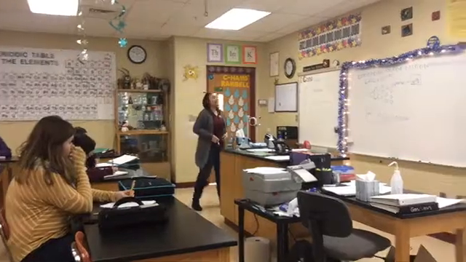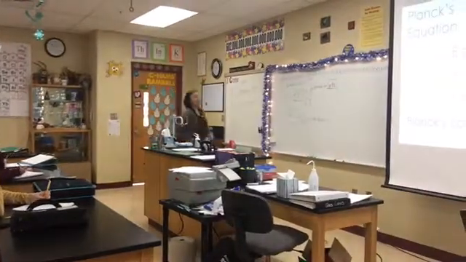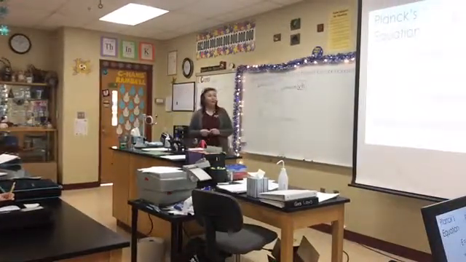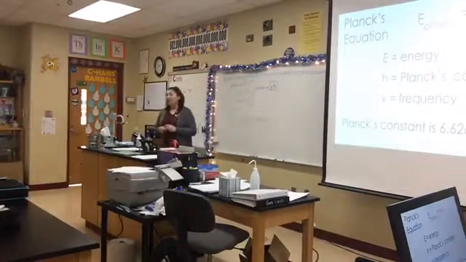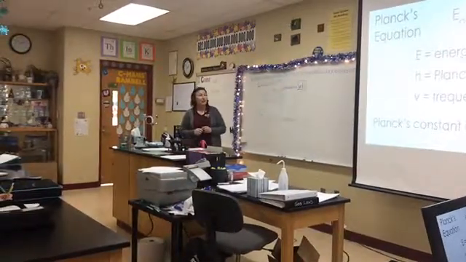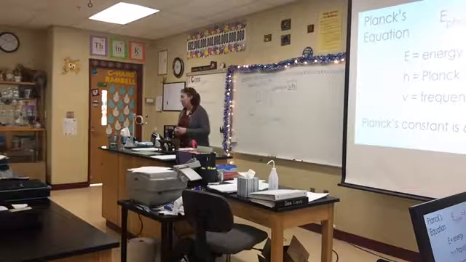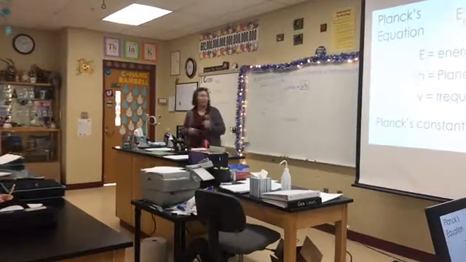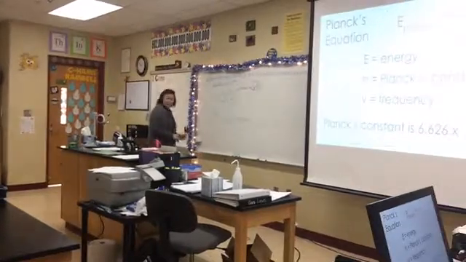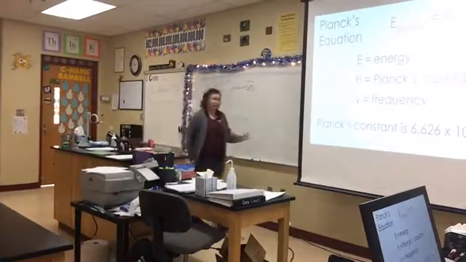So Planck's constant is 6.626 times 10 to the negative 34th J times S. Now sometimes you'll see it as 6.63 times 10 to the negative 34th. That's okay too. It's just rounded, which is fine. Any questions so far?